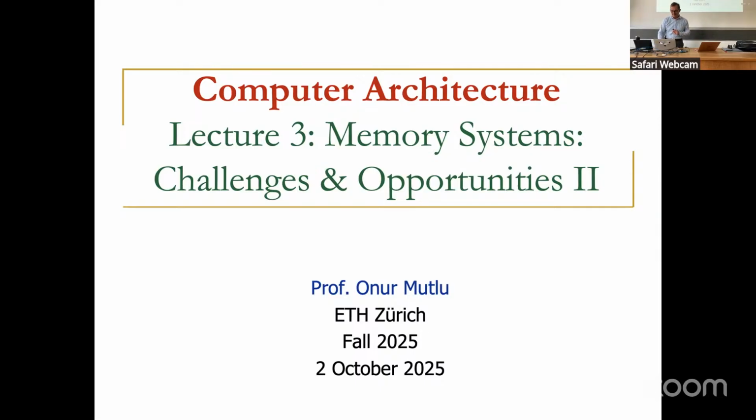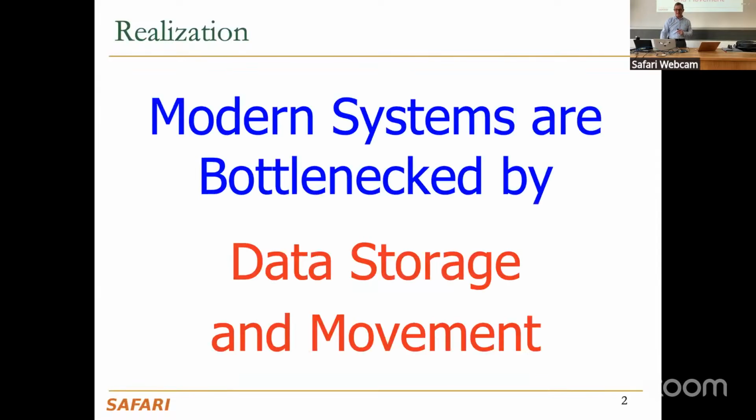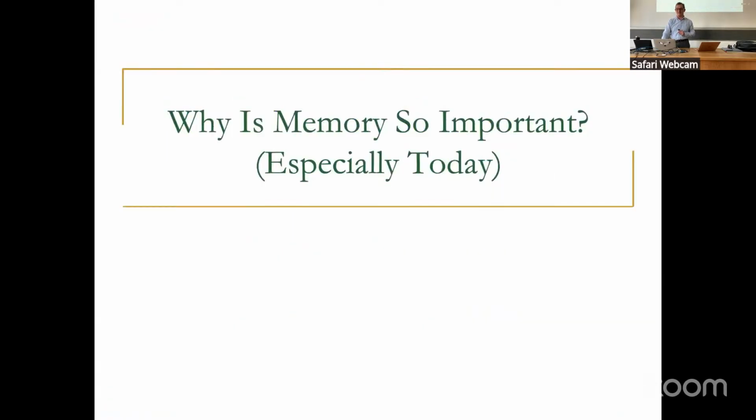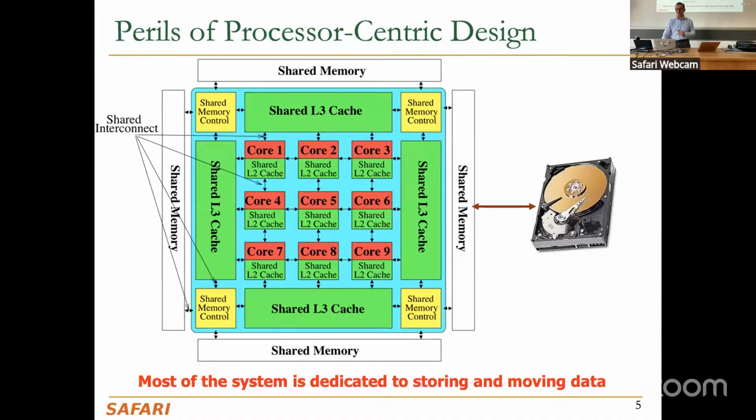Okay, cool. Just to jog your memory, I was giving you several examples of how modern systems are bottlenecked by data storage and movement. And we were discussing why memory is so important, especially today, giving different perspectives. We covered the performance and energy perspectives. You'll see a lot more as you read papers and as we go through lectures. Today, we're going to talk a little bit about scaling and robustness and a little more perspectives. This is, again, just to jog your memory.